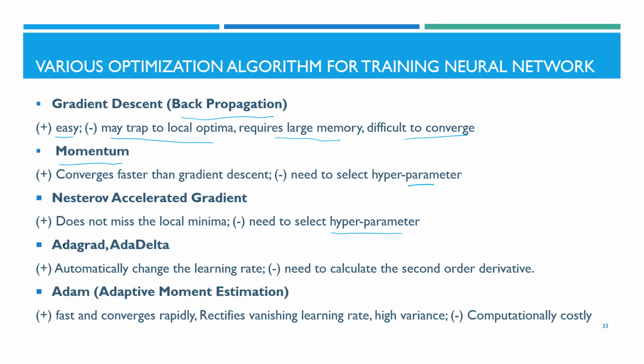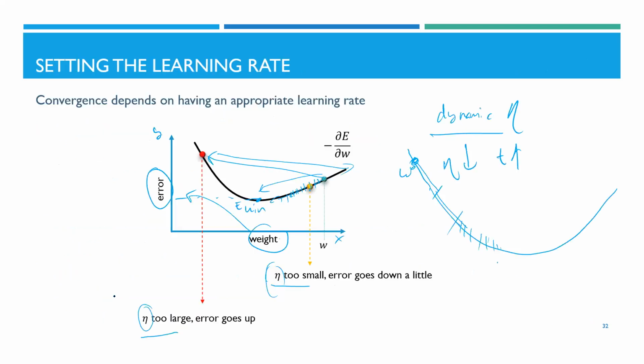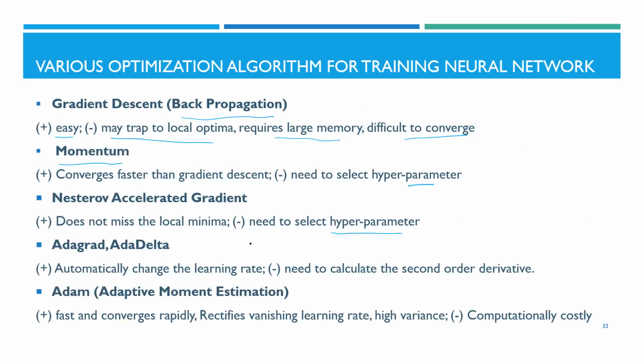This algorithm, or they already apply this one, dynamic learning rate. Yeah, the idea is that they can automatically change the learning rate. Okay. However, we need to calculate the second order derivatives. Why does it become the disadvantage? Because in terms of computational effort, calculating second order derivatives is quite difficult.